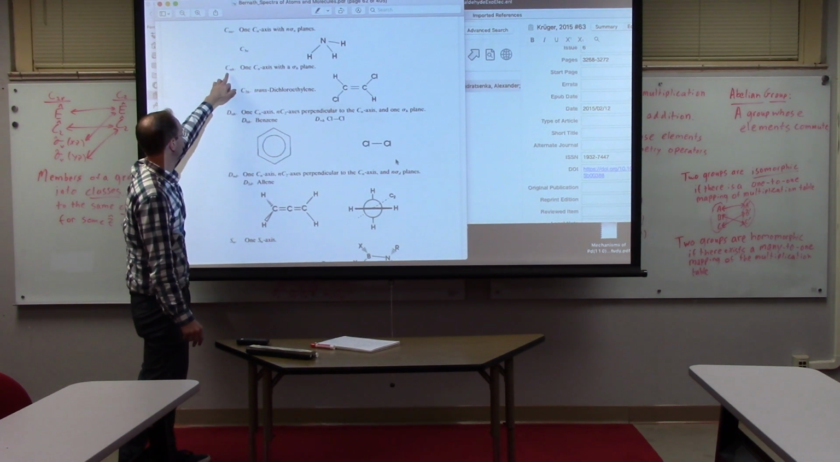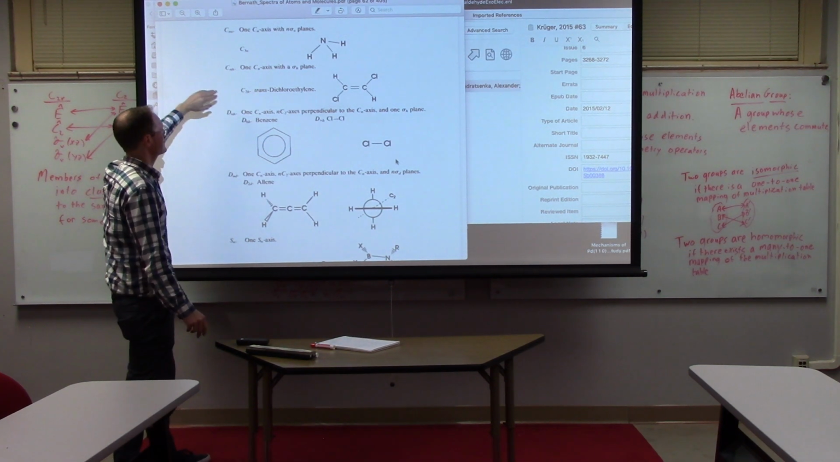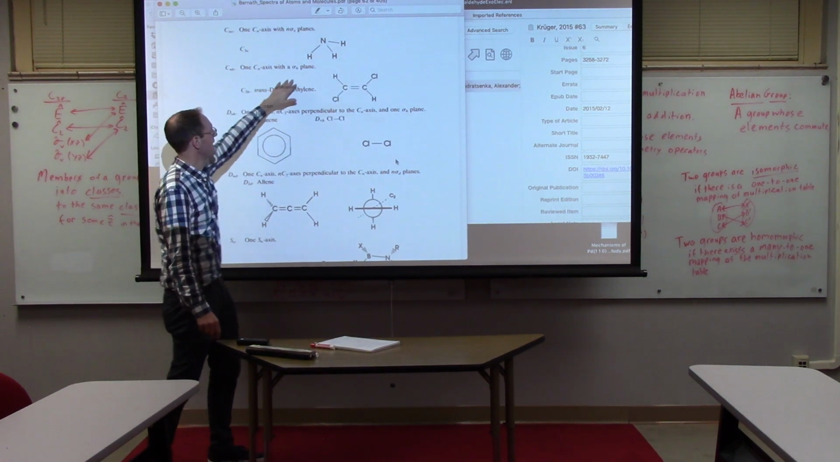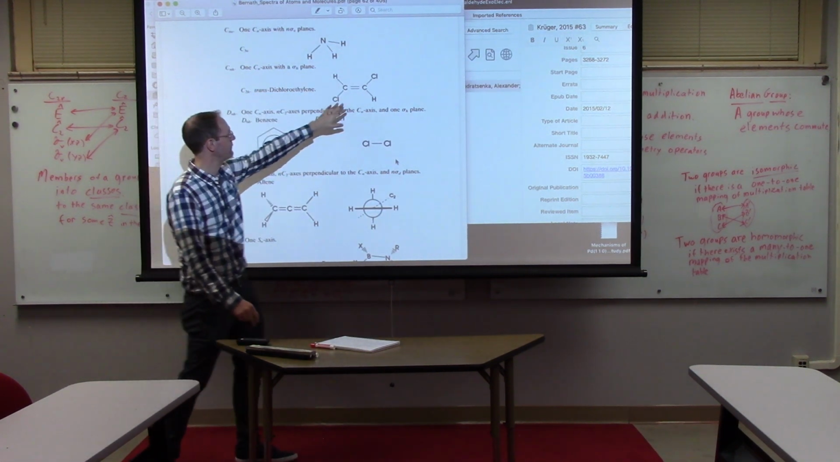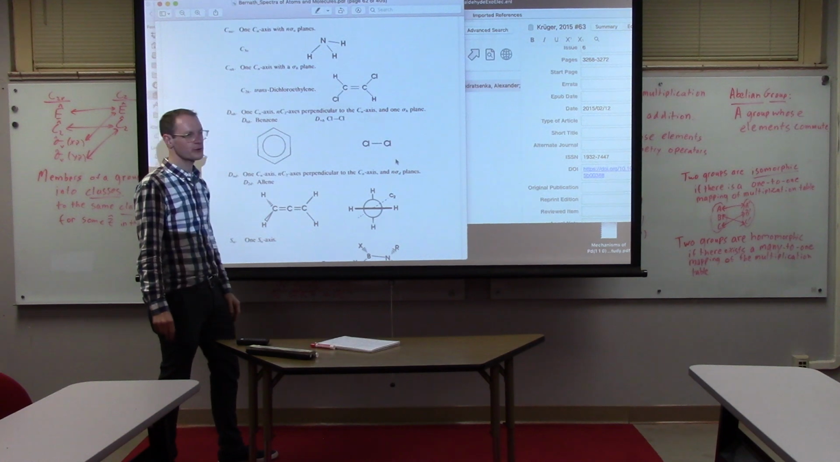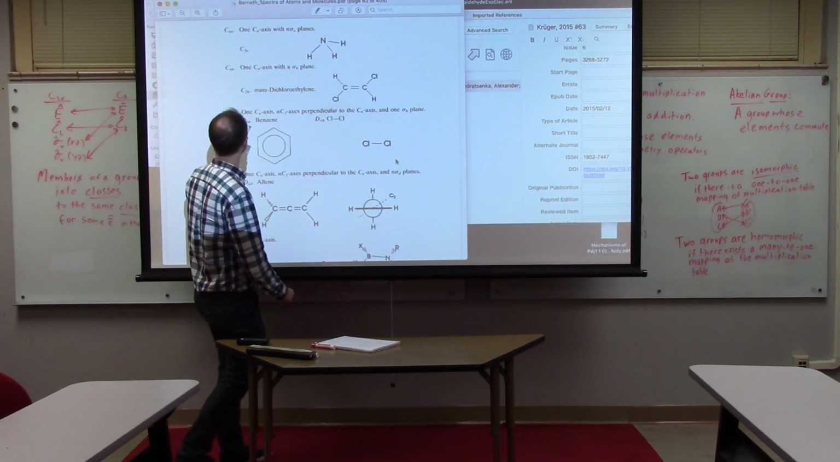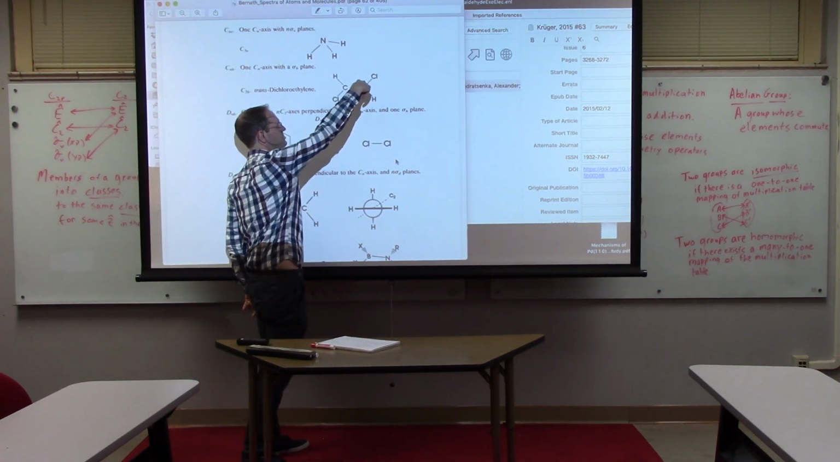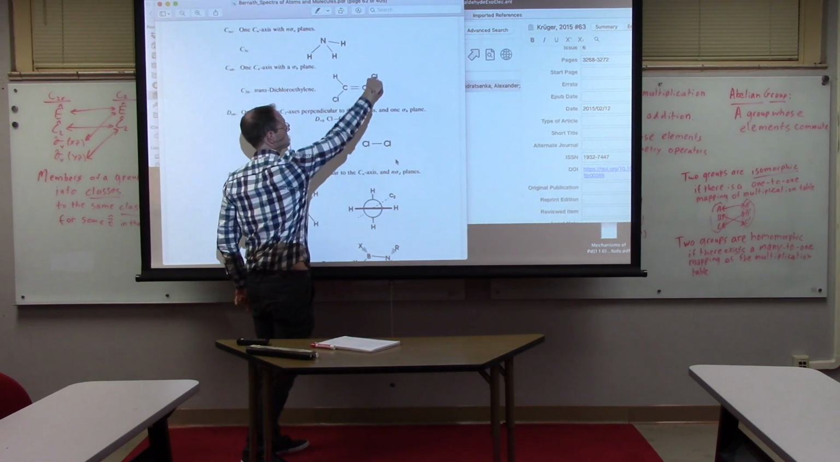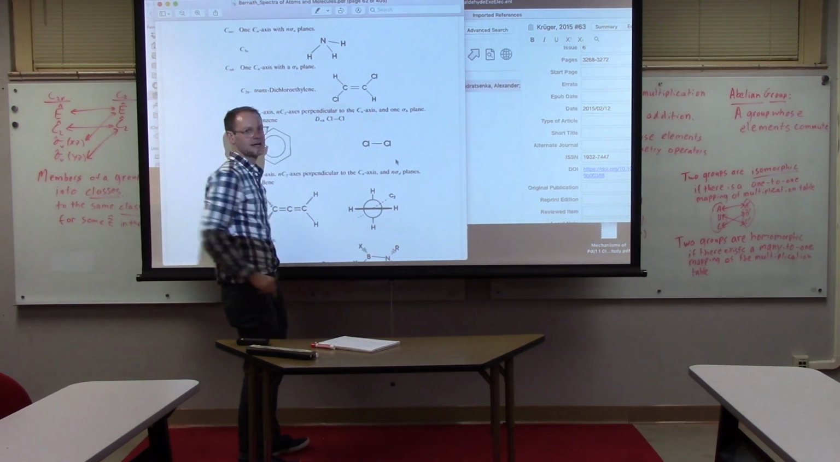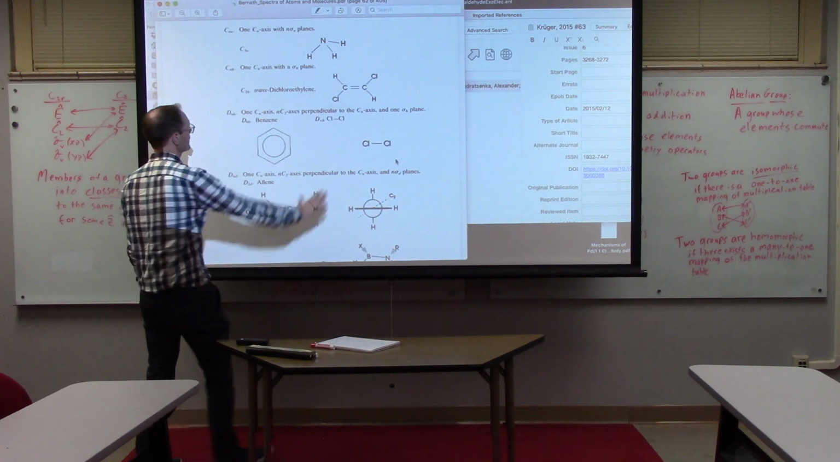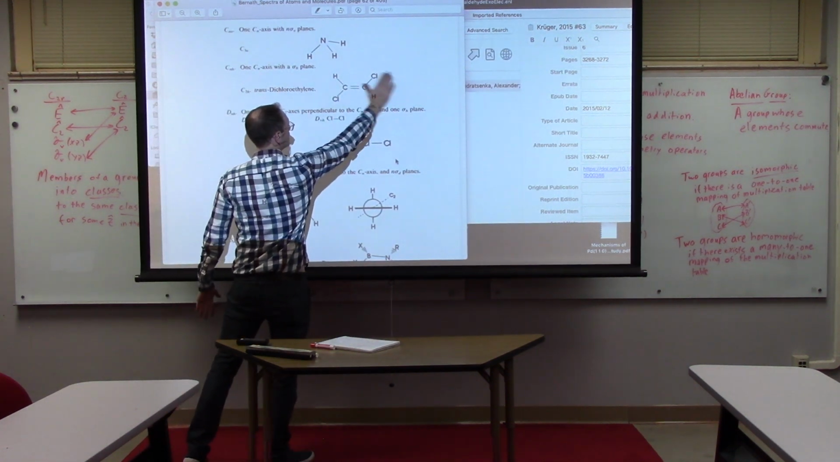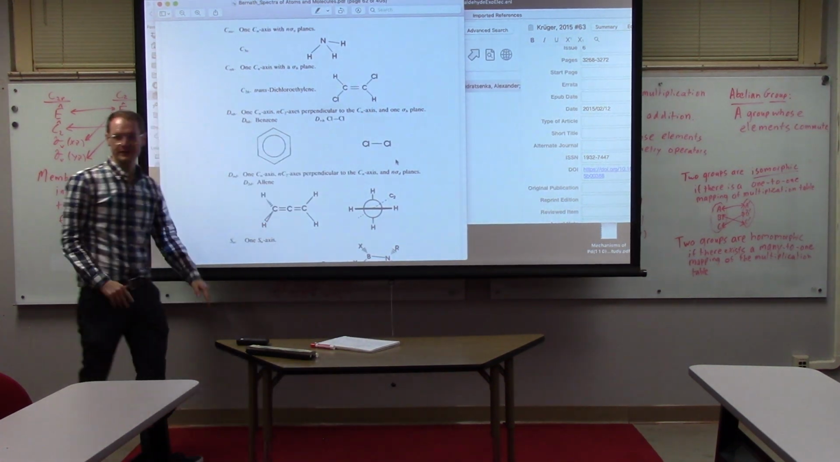Another important one is called Cnh. That's if you have one Cn axis and a sigma h plane. An example of that would be 1,2-dichloroethylene. You can see it has one C2 axis that comes out of the plane of the page, which rotates this chlorine 180 degrees onto that chlorine, and so forth. And then it also has a plane of reflection in the plane of the board.